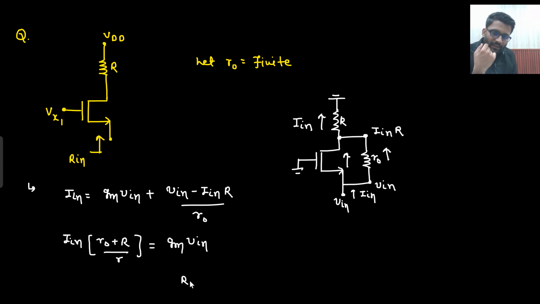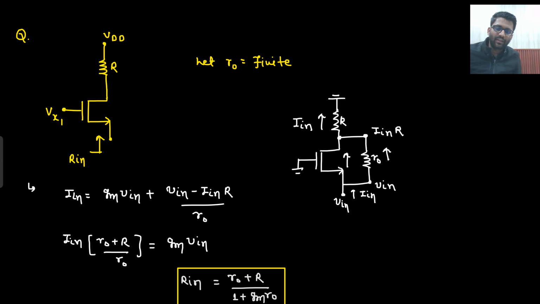So what is your R in? Here it is R naught only. So V in by I in I need to find. Okay, fine. R naught plus R divided by 1 plus GM R naught. So this is the answer of R in we are getting. What answer are we getting? R naught plus R divided by 1 plus GM R naught.